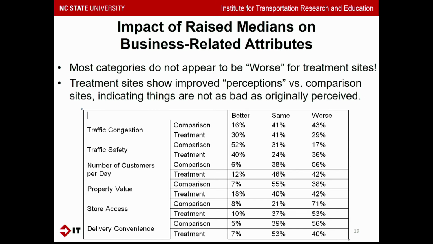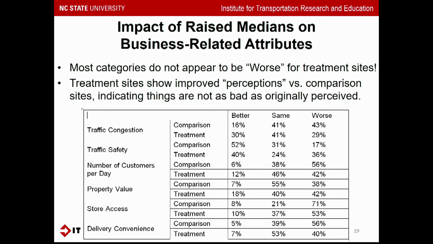How important do you think the median would make it better in the comparison site case, and in the treatment site case, does it make it better, same or worse? The treatment site showed some improved perception versus the comparison, similar to the slide two slides before. You see some improvement. We went from 16% saying this is going to make congestion better or keep it the same. So there was about a 14% jump after the fact when they actually saw the median. People were willing to acknowledge I did see a change in congestion.